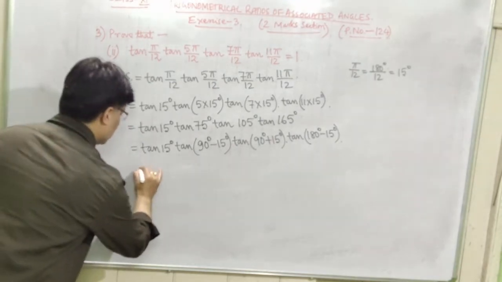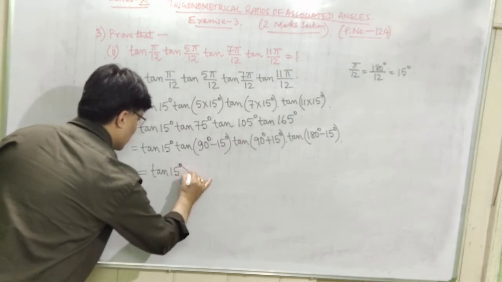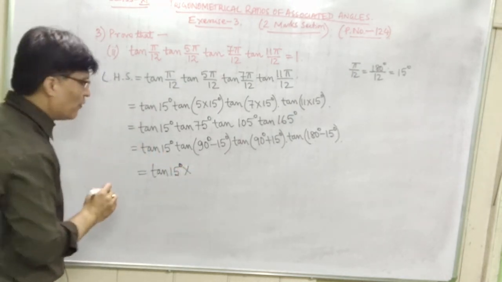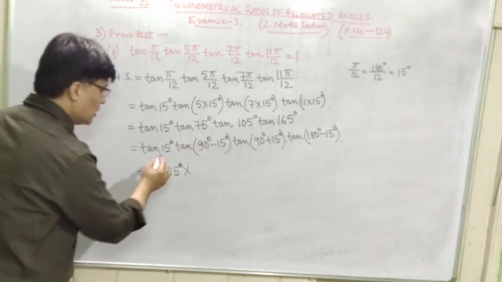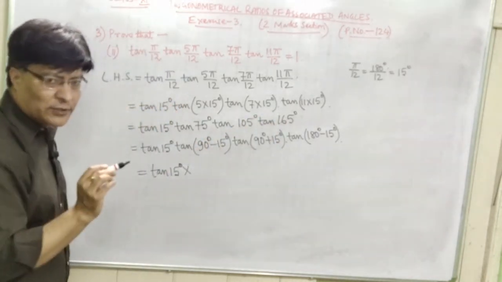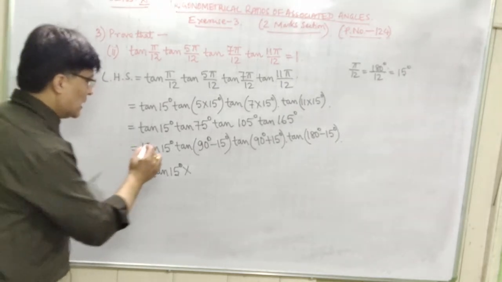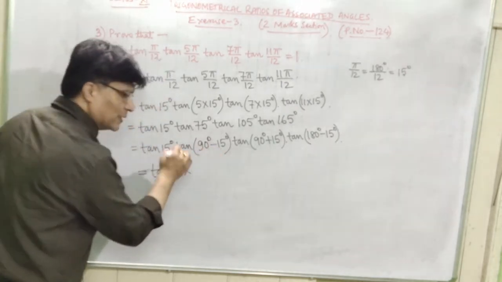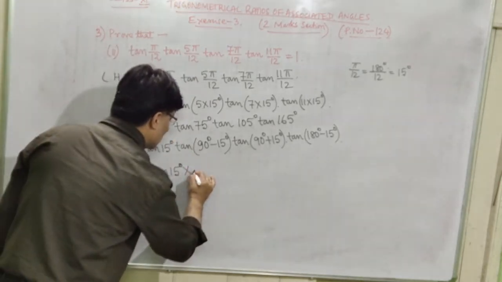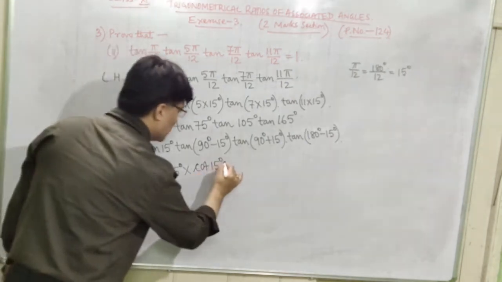So which is equal to tan 15 degree into, now let us write down the formula for 90 minus 15. So tan 90 minus 15 lies in the first quadrant. In the first quadrant, all the trigonometrical ratios are positive. You know that, isn't it? Now in this case, 90 into 1, it is odd multiple. So tan changes to cot. So this is your cot 15 degree.